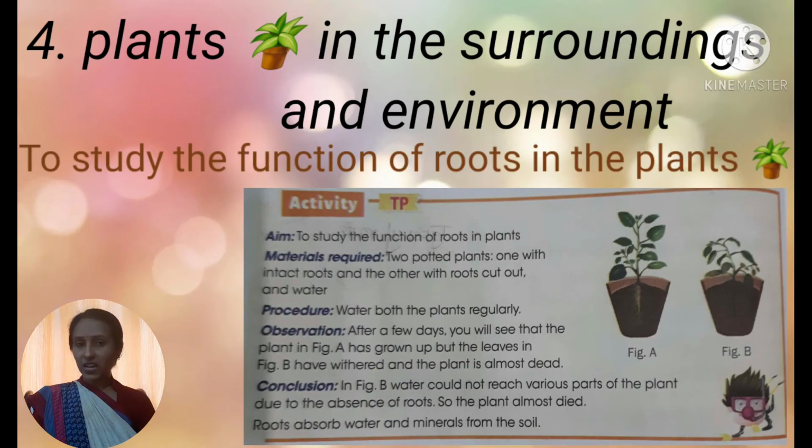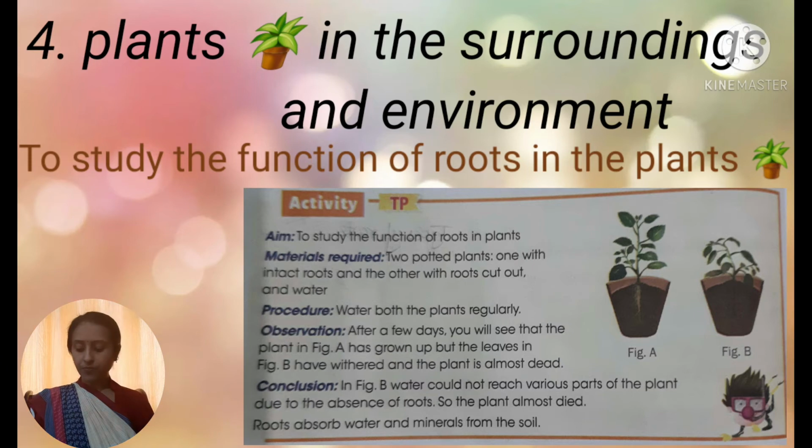The next activity: what is the aim? To study the function of roots in plants. What is the main function of roots in the plants? We have to study this with the help of this activity. What is the material required? Two potted plants, one with intact roots and the other with roots cut out, and water also. So for this activity we want two potted plants. The first one has the root, and in the second plant we cut out the root.